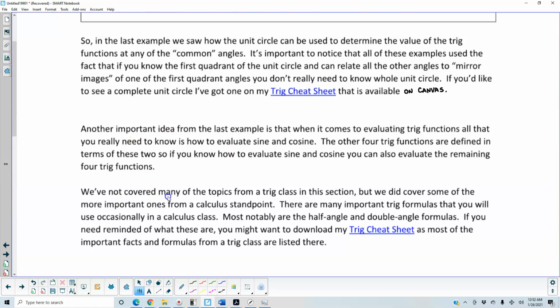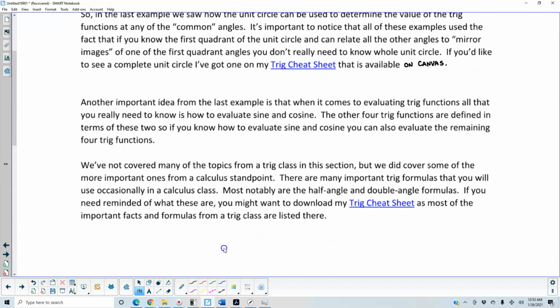We've not covered many of the topics from a trig class in this section, but we did cover some of the more important ones from the calculus standpoint. There are many important trig formulas that you will use occasionally in a calculus class. Most notably are the half angle and double angle formulas. If you need reminded of what these are, you might want to download the Trig cheat sheet, as most of the important facts and formulas from a trig class are listed there.